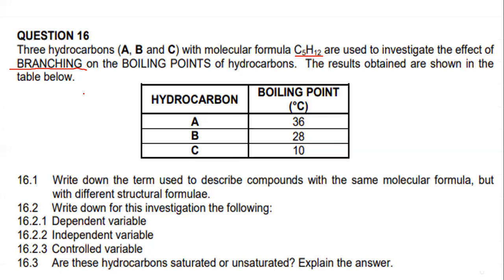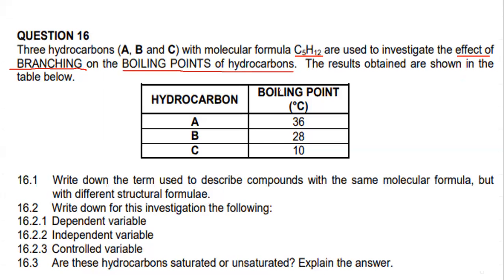In other words, when I look at these hydrocarbons that they are talking about, it means branching is being effected on these hydrocarbons. So I'll be having molecules that are branched in one experiment, and in the other experiment, the molecule is being branched even more. And what they are doing is they are trying to find out the effect of branching. What does branching do to what? To the boiling point of these hydrocarbons.